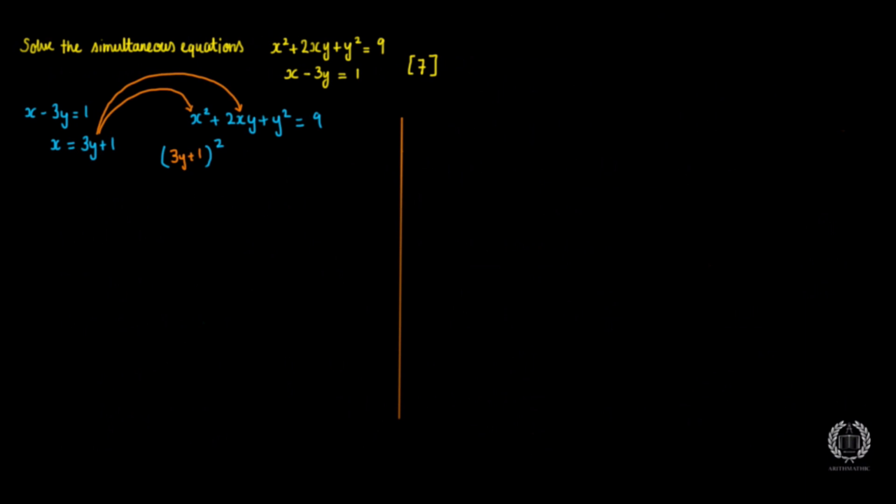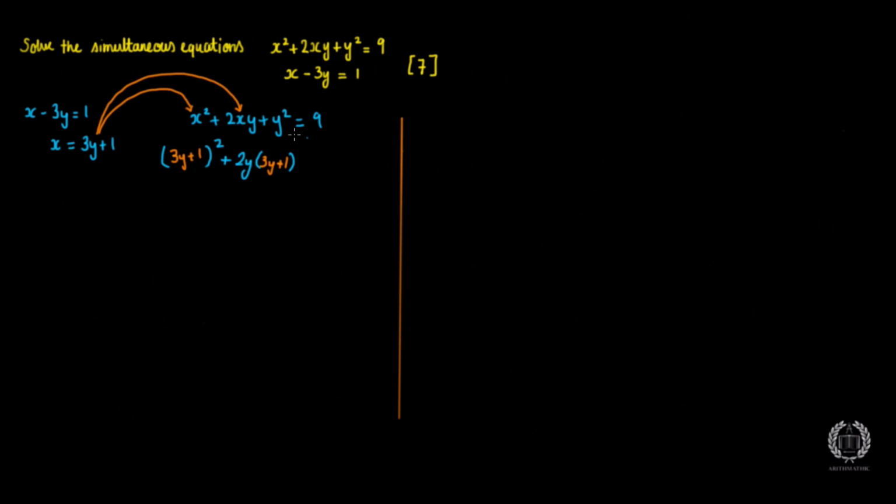So now what I have is x squared, then plus 2y times x, since this is 2 times x times y. Again, instead of writing x now, I know my value of x because I'm substituting the value of 3y plus 1 inside here. So now it's going to be 3y plus 1.